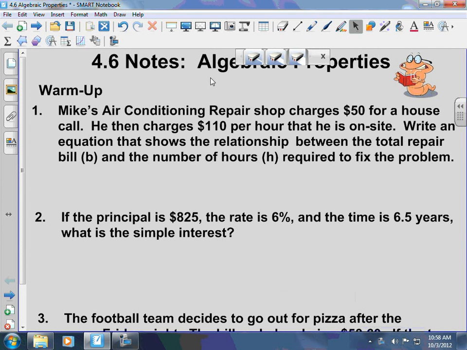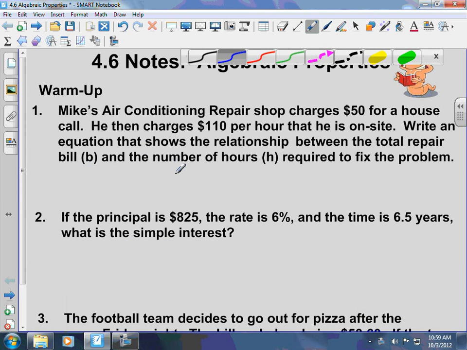Okay, today's lesson is 4.6, Algebraic Properties. We're going to be discussing the different algebraic properties and identifying them. We're going to do the warm-ups, so go ahead and pause the video and then start it back up and you can check your warm-ups.